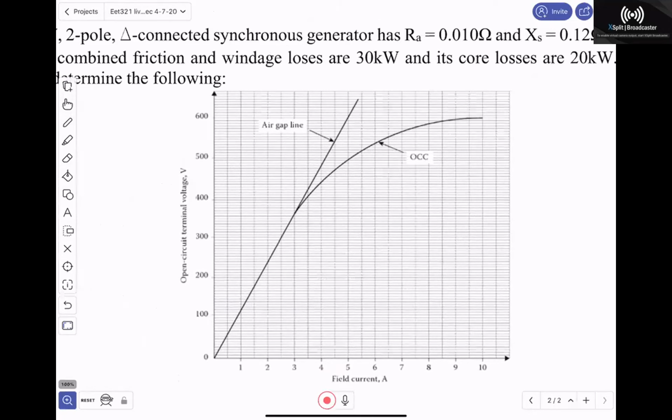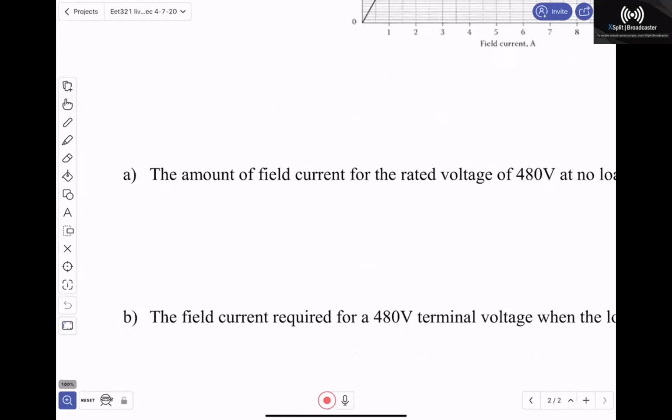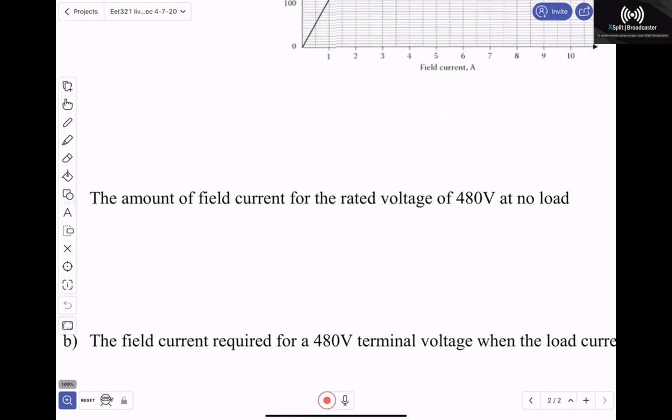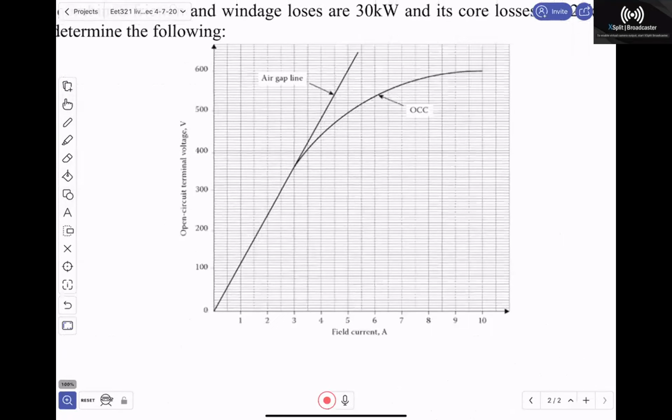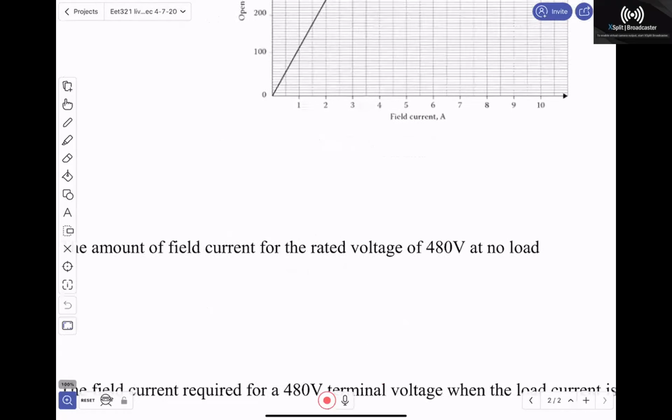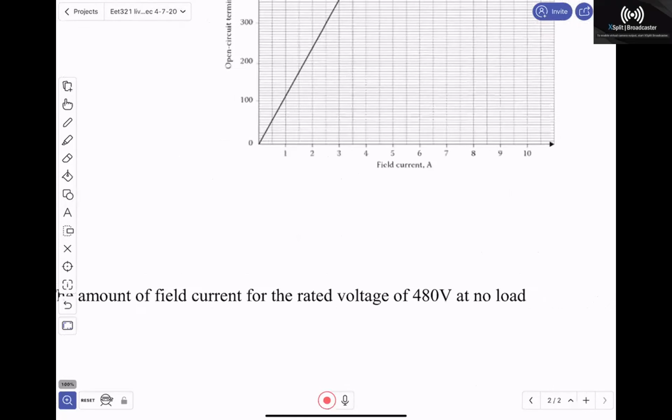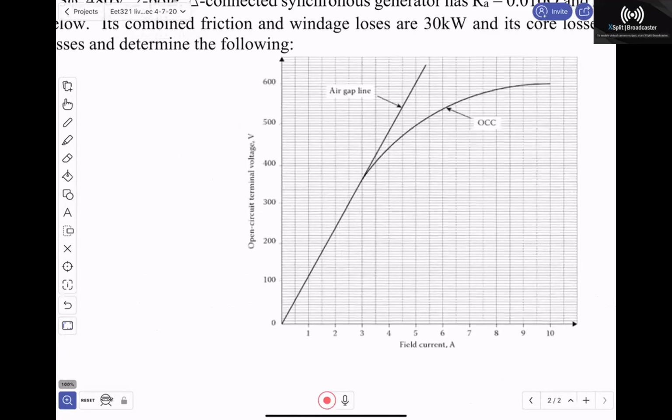So the first question it asks, and I apologize for going back up and down here, is the amount of field current for the rated voltage at no load. As I mentioned, you have a curve that shows the open circuit characteristic as well as the air gap line, correct? Real world generators today are operated under saturated conditions. So this open circuit characteristic shows what the terminal voltage is going to be when you have no load. To answer problem 1, the amount of field current at no load for 480 volts, all I need to do is read off the curve where I'm getting approximately 480.